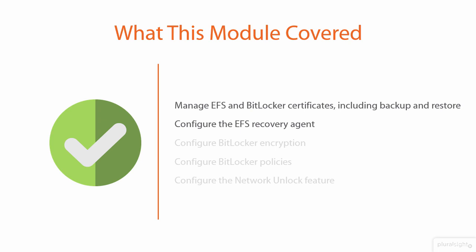We then switched over to BitLocker, where we configured BitLocker encryption in three different ways. First, on a desktop using the graphical user interface, second, using Windows PowerShell on a server, and thirdly, using the BitLocker policies that are built into Active Directory and Group Policy. And then lastly, we took a very quick look at the complex but really useful Network Unlock feature, that new component of BitLocker that supports your ability to not have users punching in a password in order to boot up their machine at every restart.